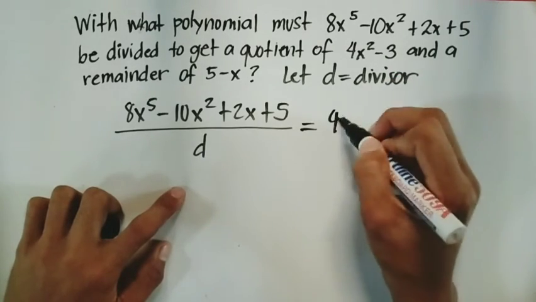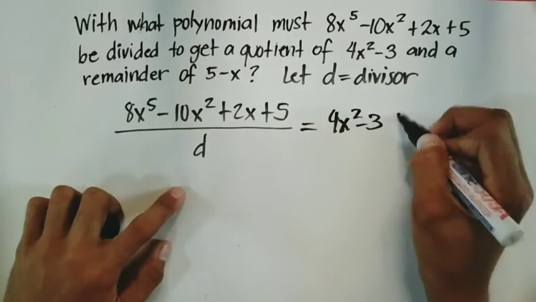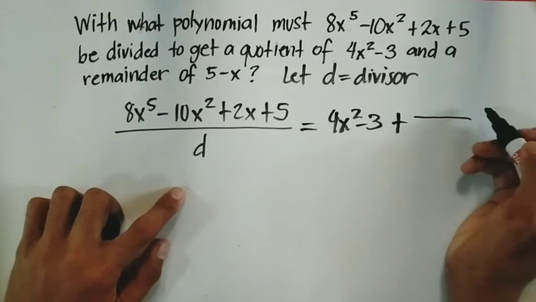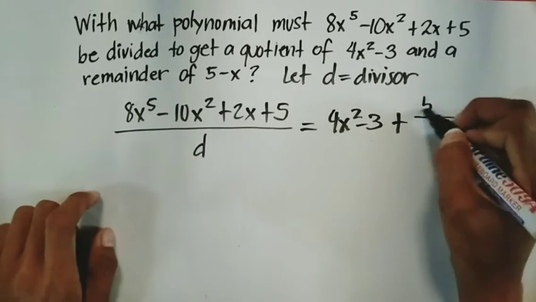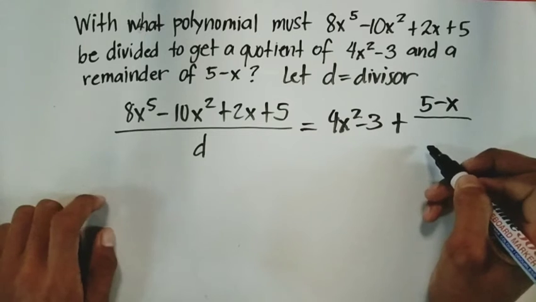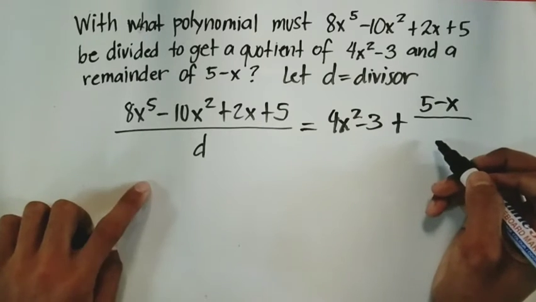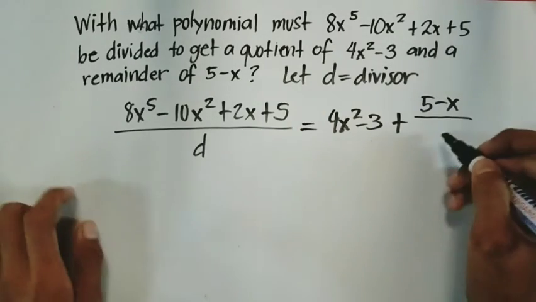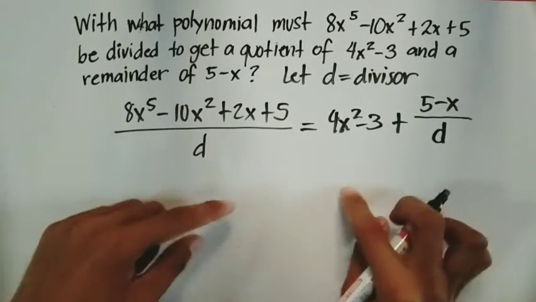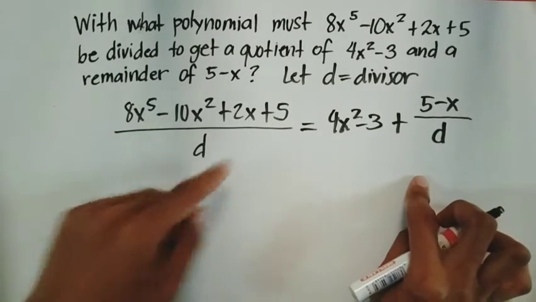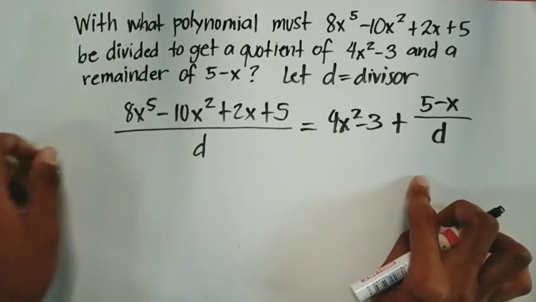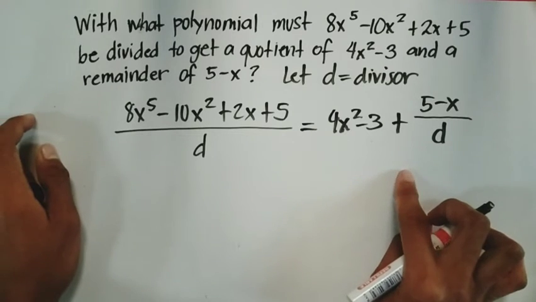Ano yung product? 4x squared minus 3 plus, eto na yung kaninang sinasabi ko. Yung remainder is 5 minus x. And over the divisor. Ano yung divisor? Di ba d? Yun yung hinahanap natin. And now, mayroon na tayong equation and we will solve for d. And yun na, tapos. Paano ba natin to gagawin?